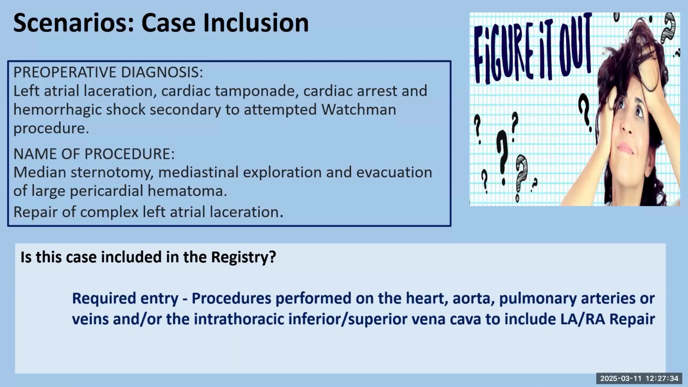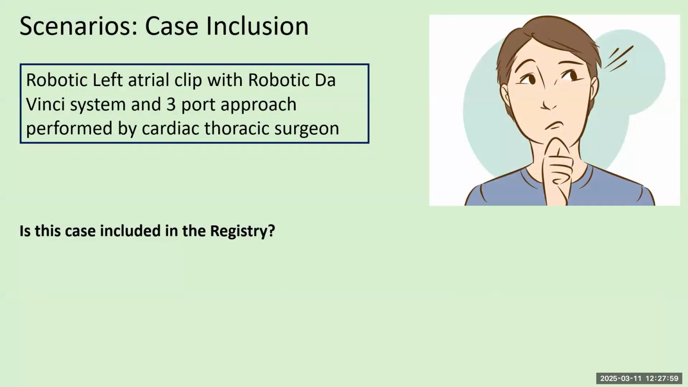Required entry. Okay, so it's required entry because they went in and they repaired that left atrial laceration. The Watchman in this particular situation, the Watchman that's being done by the cardiologist, is coded as a prior CV intervention. Next scenario.